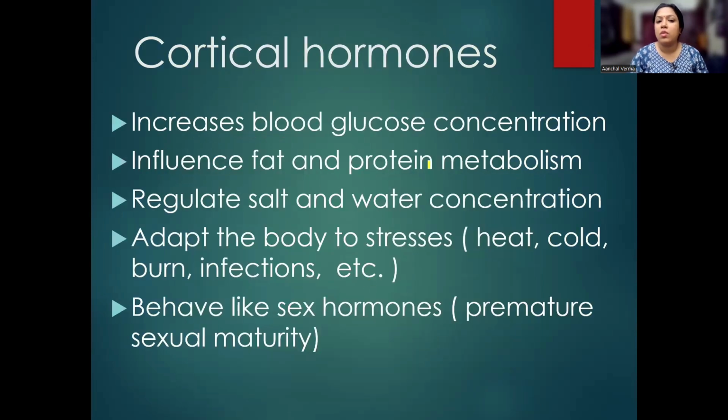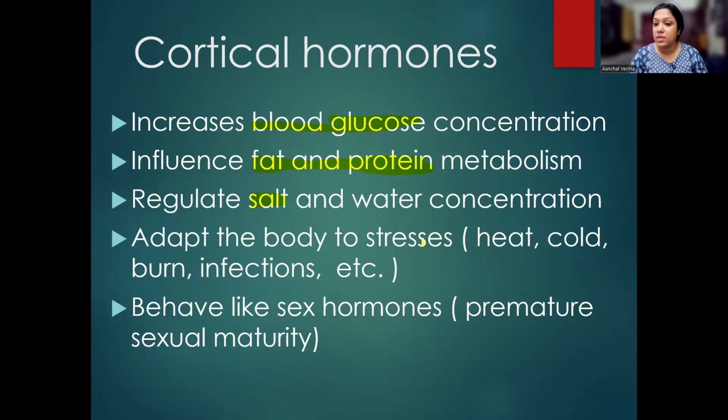Androgen is also a very important hormone that is released by the cortex. The cortical hormones increase the blood glucose. Then they influence the fat and protein metabolism. Now, if you have less glucose, then fat and protein are the only molecules which give you energy. So what regulates these molecules to produce energy? That is your cortical hormones. It regulates the salt and water. Salt is what? Sodium ions. So sodium ions and potassium ions are all regulated by the mineralocorticoids.